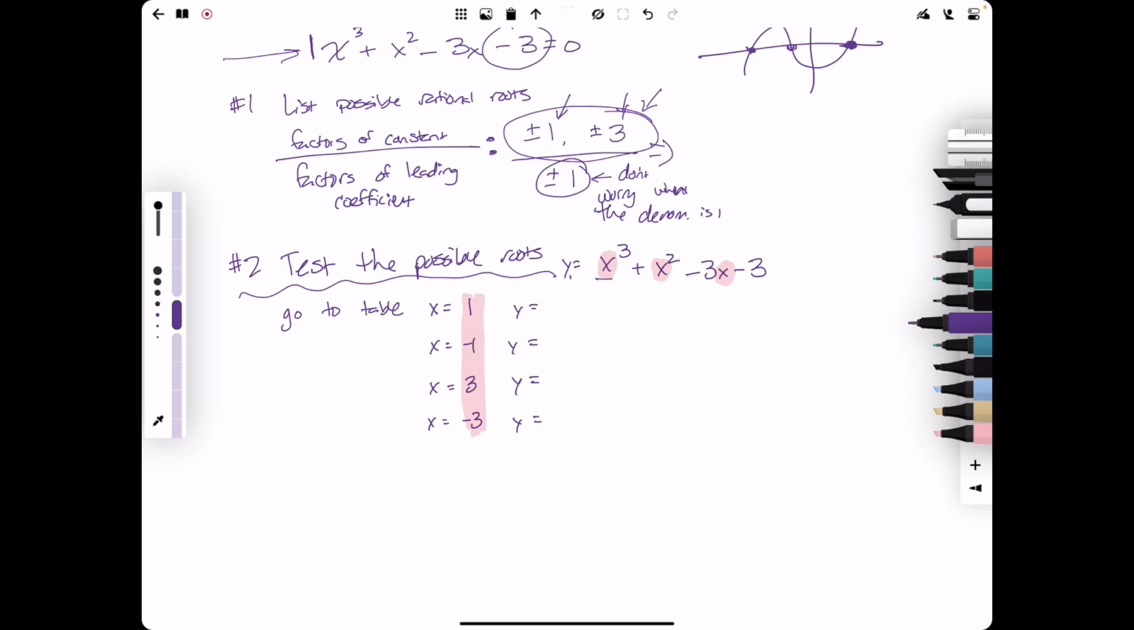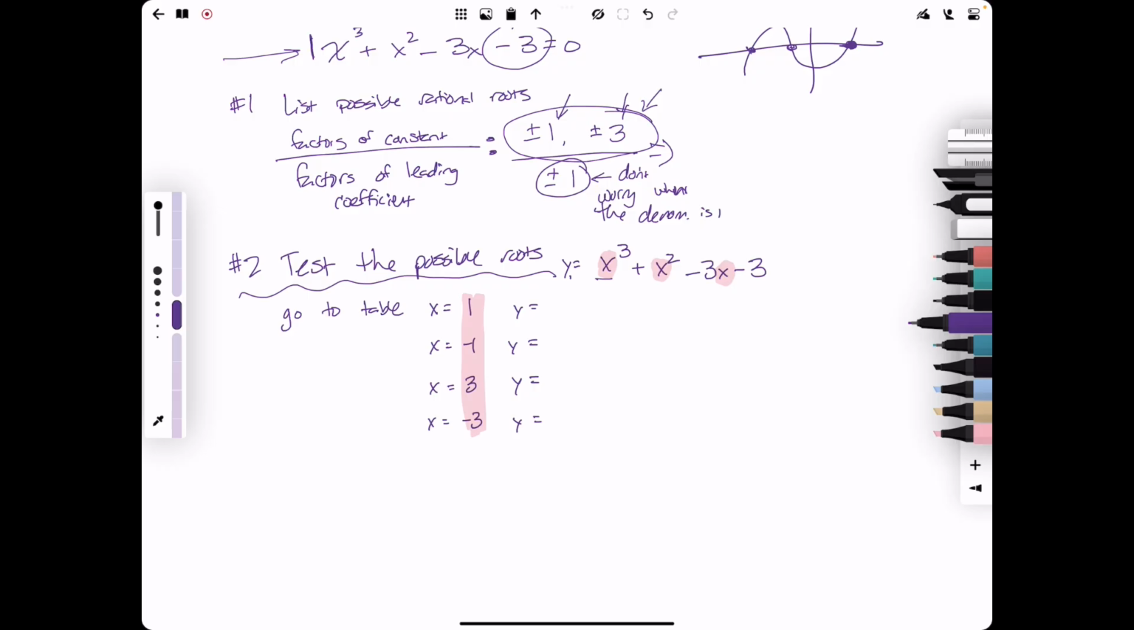So if you look here, 1 gave -4. -1 gave a 0. There's a root right there. 3 gave 24, and -3 gave -12. So really the only root is -1. Does that make sense?